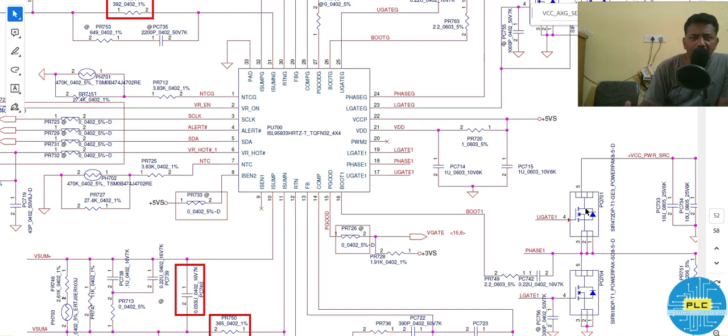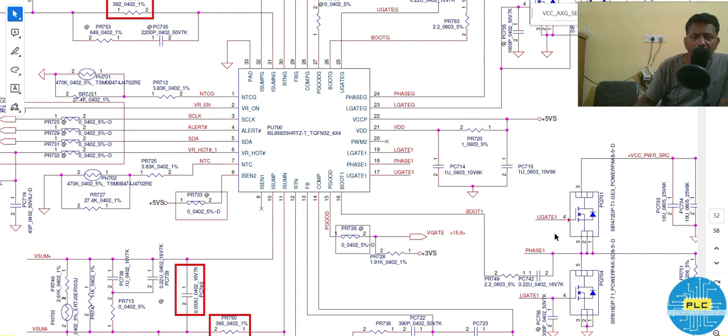Here is a small video explaining the Core IC ISL95833. It's a very famous motherboard, LA-9104P, which means the Dell Inspiron 3521 board. Somebody wants the explanation of this particular IC, the Core IC. So this video is for them.